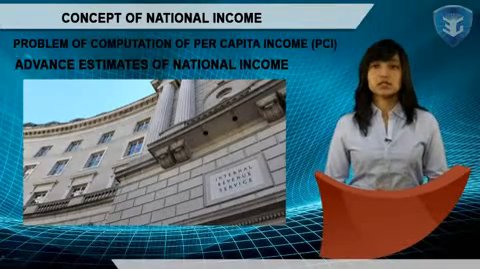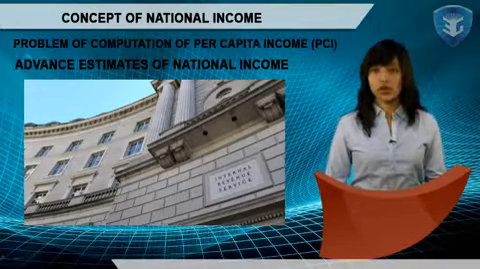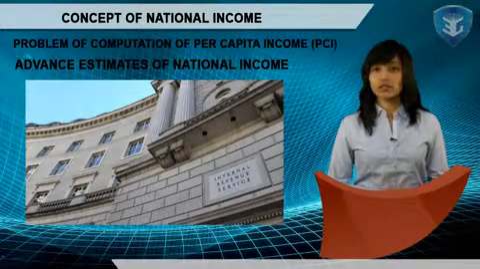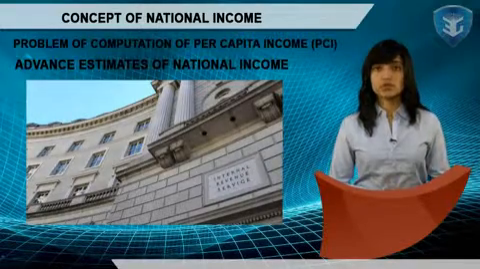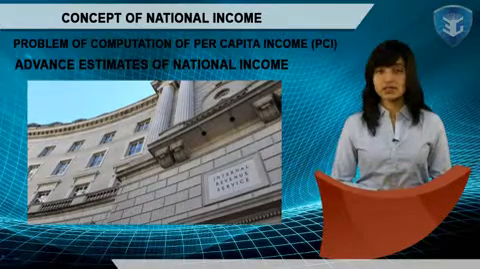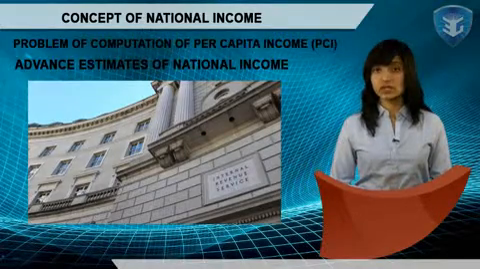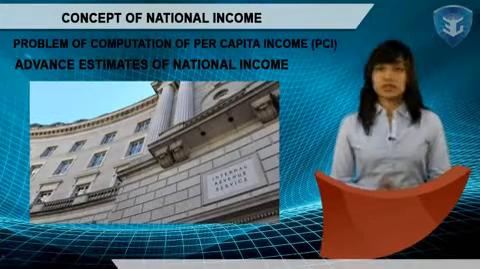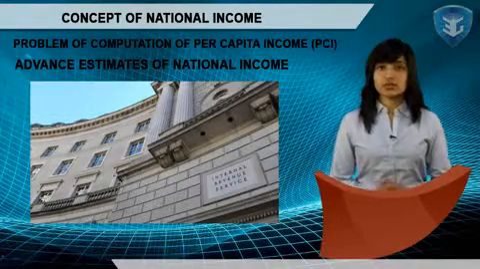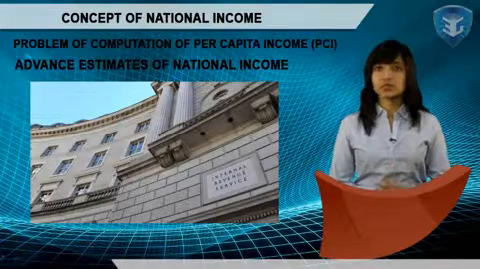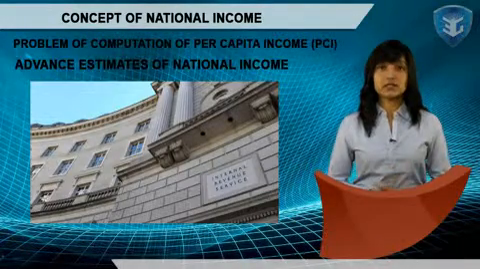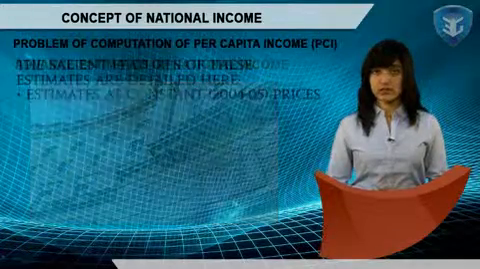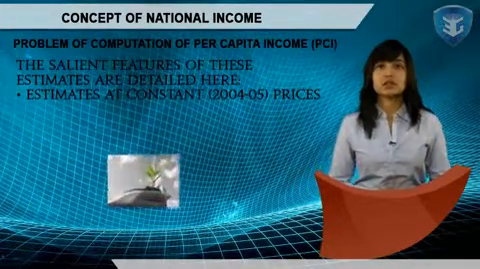These advanced estimates are based on anticipated level of agricultural and industrial production, analysis of budget estimates of government expenditure and performance of key sectors like railways, transport other than railways, communication, banking and insurance available so far. The advanced estimates at current prices are derived by estimating the implicit price deflators (IPDs) at sectoral level from the relevant price indices. The salient features of these estimates are detailed here.